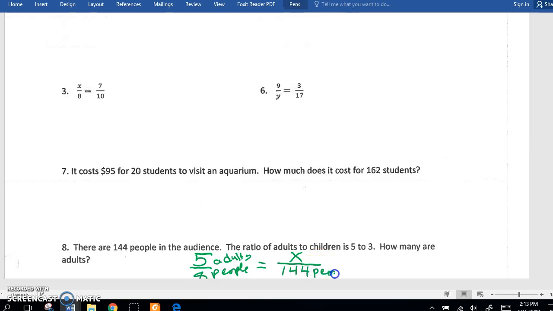So now that my proportion is set up, I need to cross multiply and divide. So 5 times 144 equals 720 divided by 8 gives me 90. So there are 90 adults.